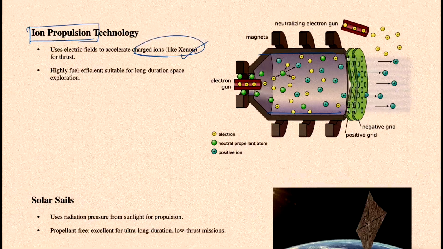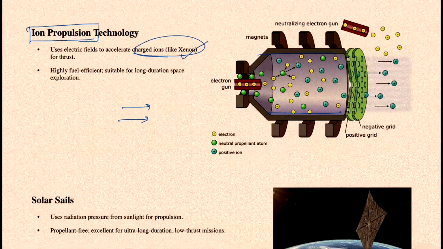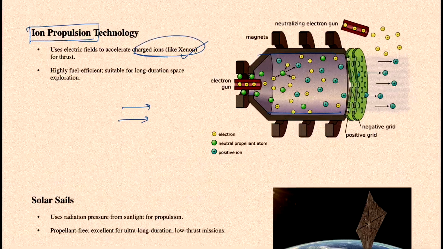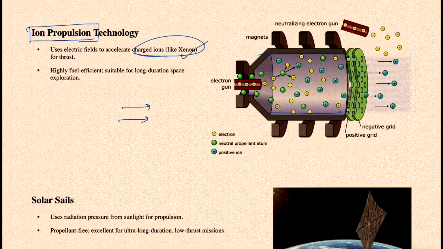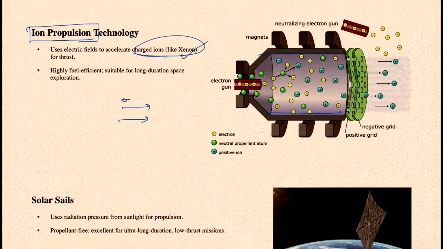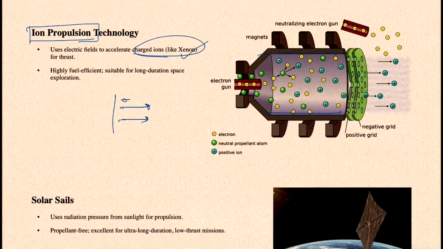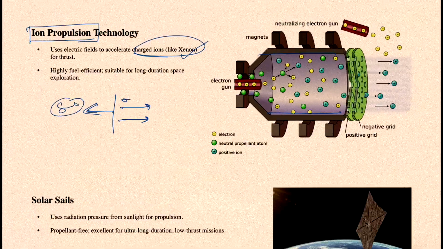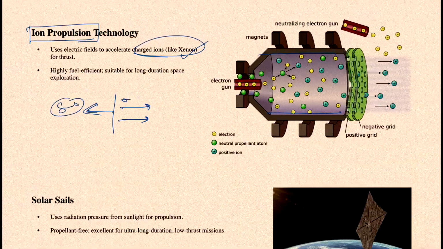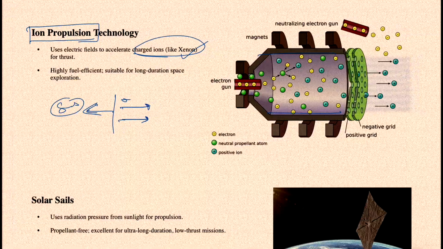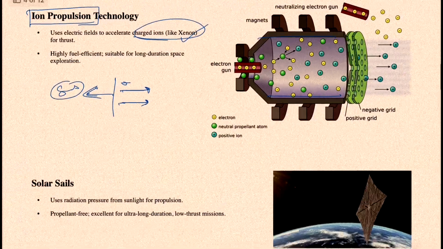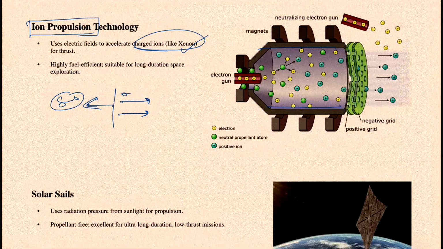As they come out with such speed, according to Newton's third law, for every action there is an equal and opposite reaction. So as these charged particles come out at such speeds, this in turn will push the satellite forward. This is the basic working principle of ion propulsion technology. You can read more about it online. The principle remains the same.